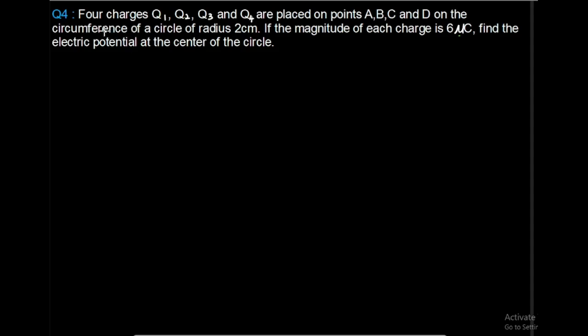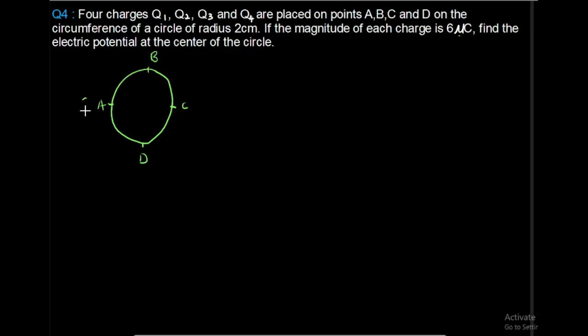So for this question, it says 4 charges q1, q2, q3, and q4 are placed on points A, B, and C on the circumference of a circle of radius 2 cm. So first, let's sketch our circle. All right, so we have a circle, and then we have 4 charges placed around the circle. Let's say this is point A, and this is point B, and then this is point C, then finally this is point D. So we have 4 charges placed at these different points.